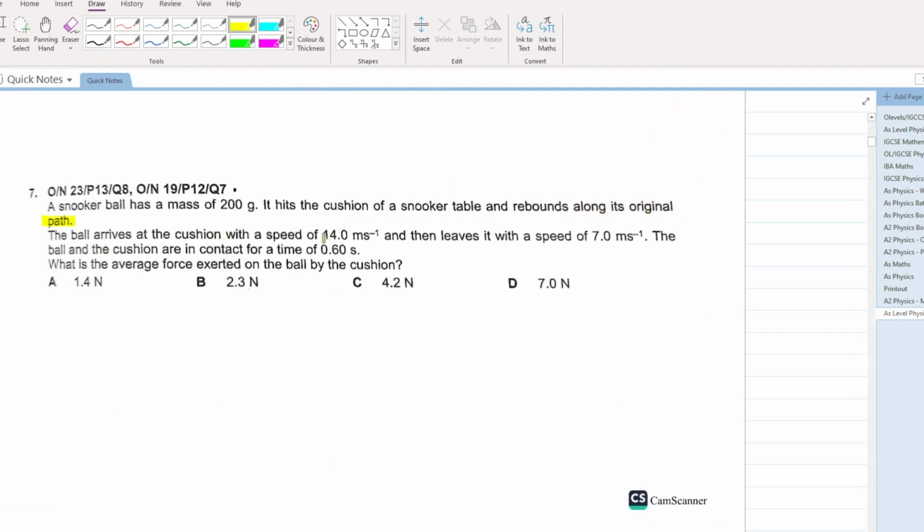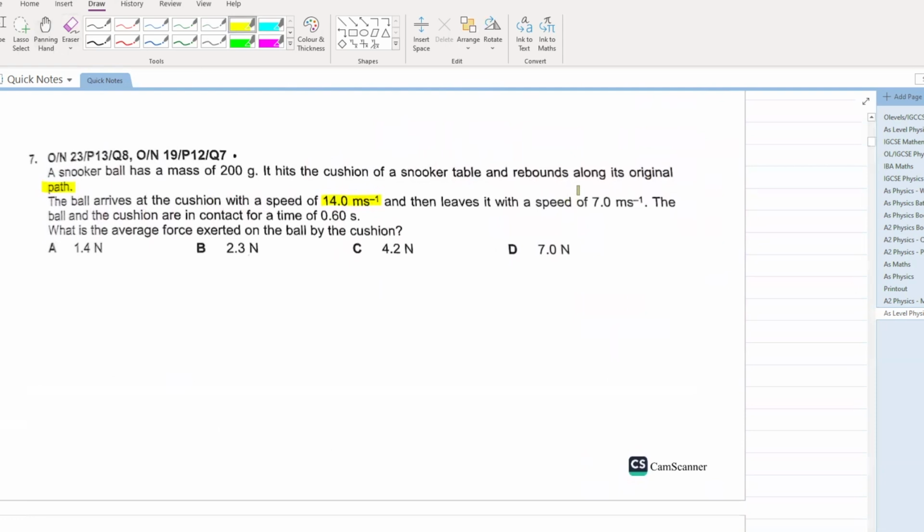The ball arrives at the cushion with 14 m/s, and then leaves at a speed of 7 m/s. The ball and the cushion are in contact for 0.6 seconds. What is the average force exerted on the ball by the cushion?